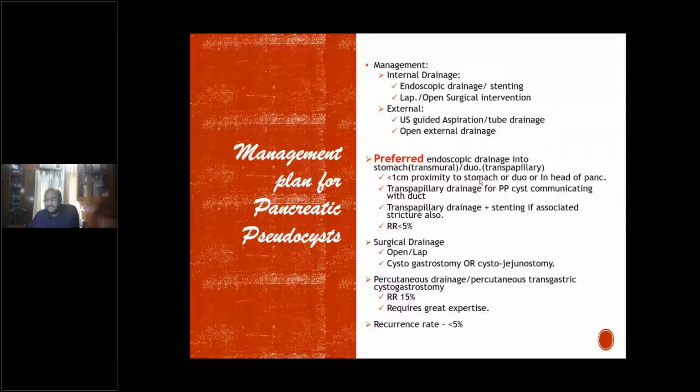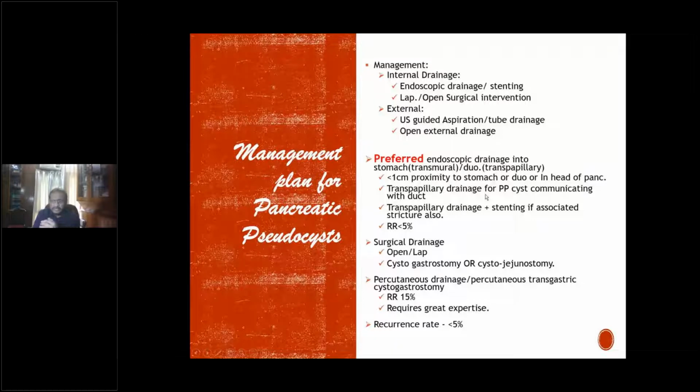So transpapillary drainage is possible in those pseudocysts which are communicating with the duct. So you put in a stent in the duct, and because the cyst is communicating with the duct, it's going to drain through the stent and the cyst disappears, right? So this transpapillary drainage with stenting is also used if there is an associated stricture. Now, the recurrence rate is less than 5%.